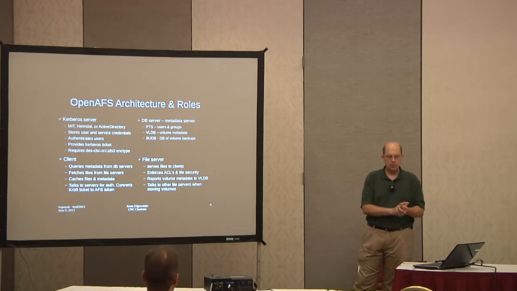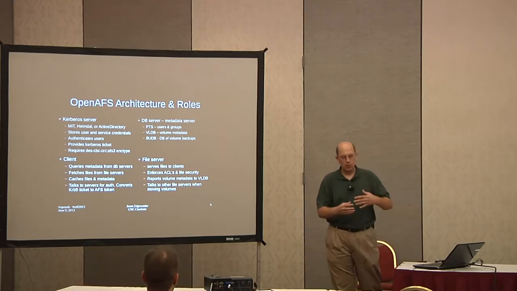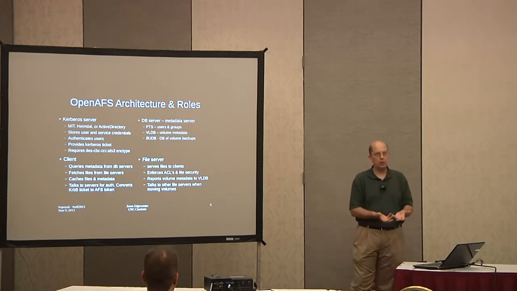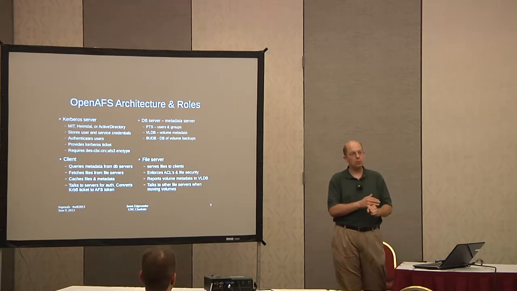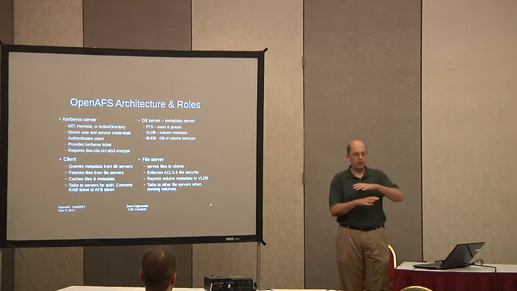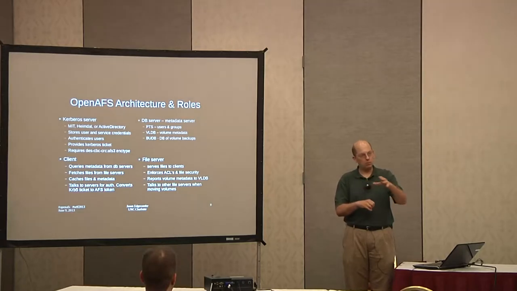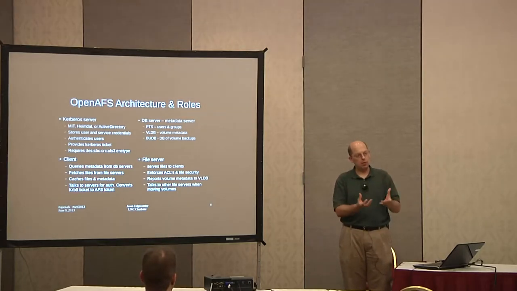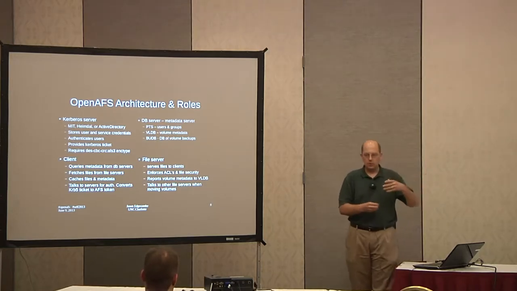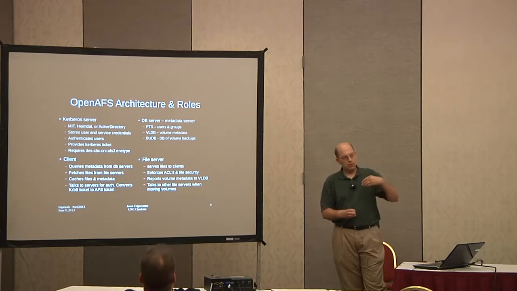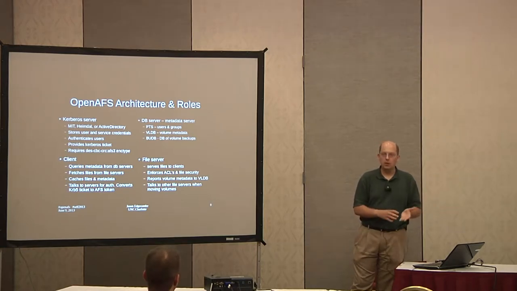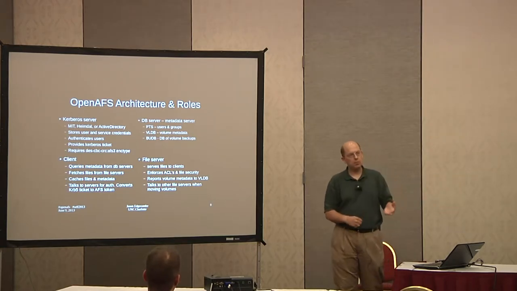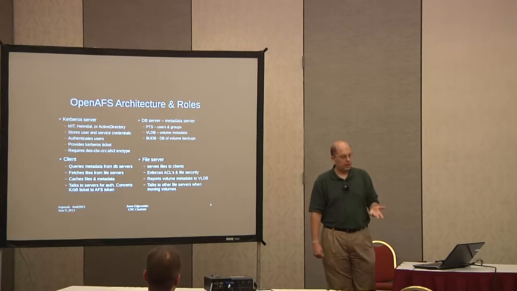Now, your DB servers, they have three services. They hold the metadata for the entire AFS cell. And you have PTS, which does users and groups, VLDB, which is the volume location database. This is how it knows where all the files are. All the files are in volumes. Everything's in a volume. A volume lives on a server. So the volume exists and is tracked in the metadata service called the volume location database. There's also the backup database, which just keeps a list of backups that you've run for the AFS backup system.